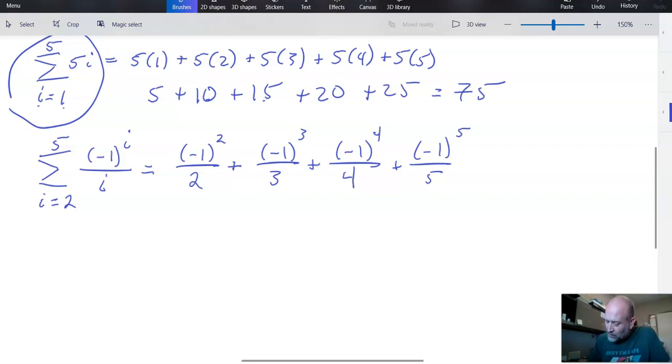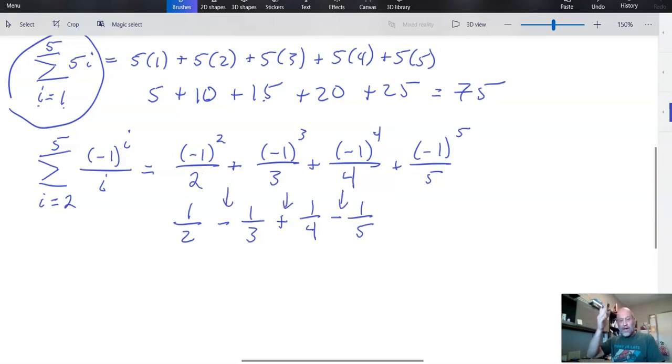So what's actually happening here, once you compute these numerators, this gives me 1/2. And then here, that's a -1. So now this is -1/3, and then plus 1/4, and then -1/5. Right? And those are the first 4 terms. And you notice the alternating here. The first term's positive, then negative, then positive, then negative, and it's going to continue like that. If the upper limit was 12 or 15, we would just keep alternating the terms.